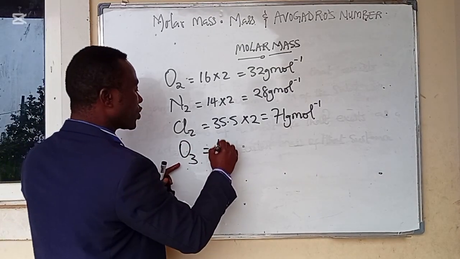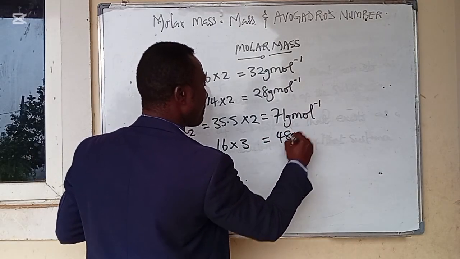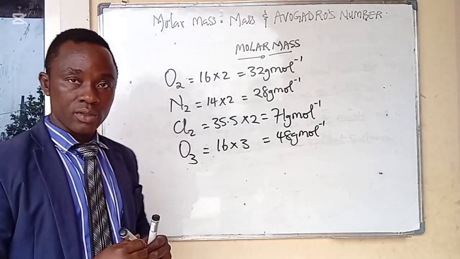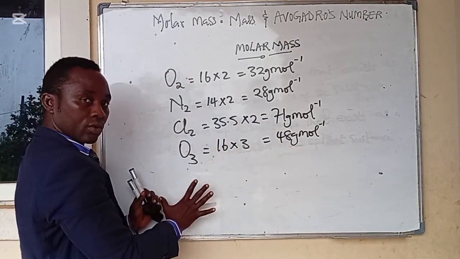Now, what is the molar mass of ozone? The molar mass of ozone will be 16 times 3, which is 48 gram per mole. And so on and so forth. So we have known how to get the molar mass of molecules.